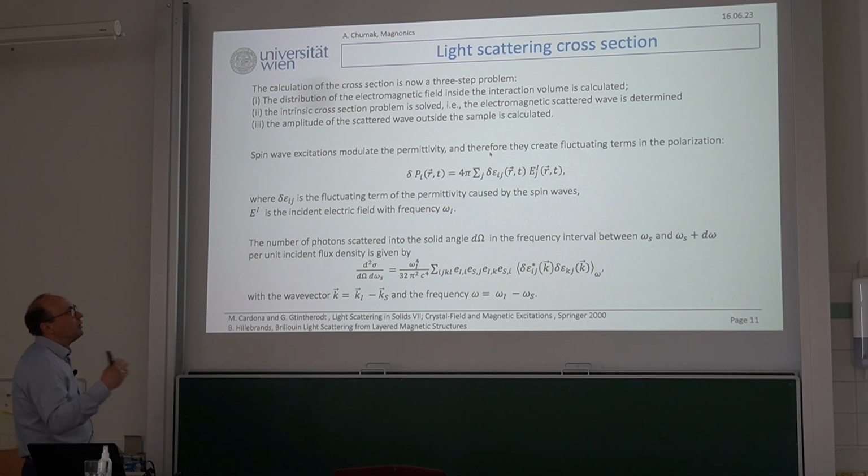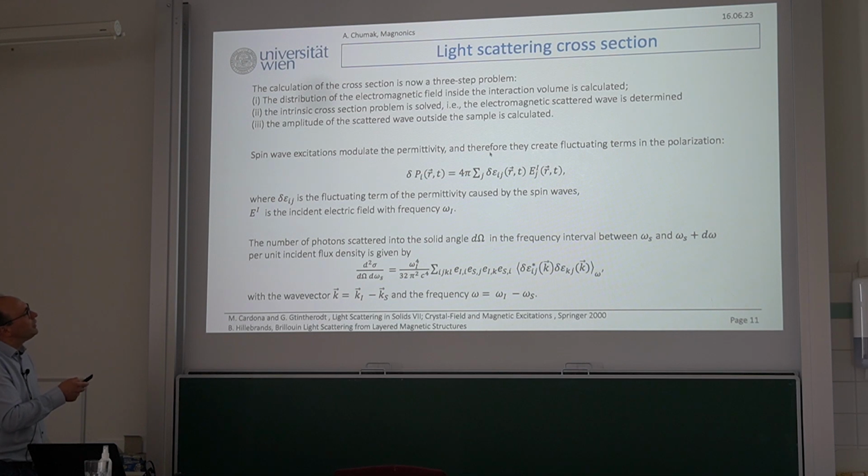That's more or less the part about the interaction of photons with magnons inside the magnetic media, and the amplitude of the scattered wave outside of the sample is calculated. So then you calculate what is going on with the wave outside. And here is a general statement that as soon as you have a magnon in your system, it introduces a fluctuating, or let's say additional, term to the polarization P, which we defined.